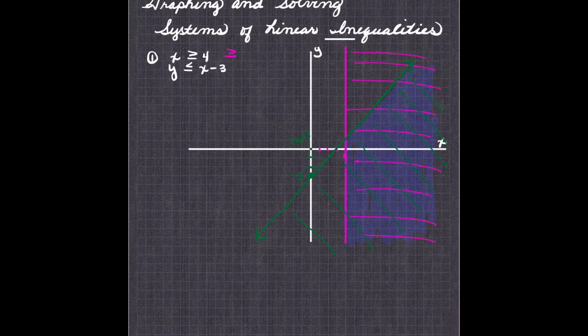So I have graphed a problem here. And you can see that x is greater than or equal to 4 is my pink area, y is less than or equal to x minus 3 is my green area, and then I have kind of lightly blue shaded the place where those two things overlap. So let's do one together.